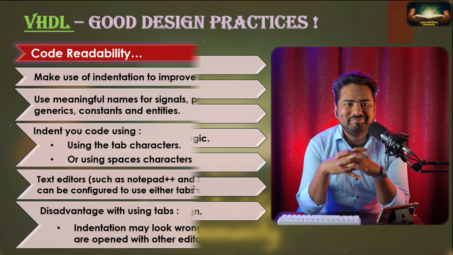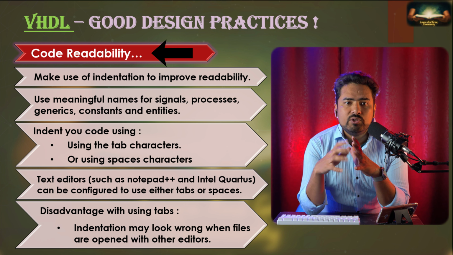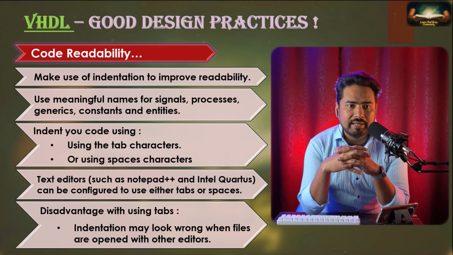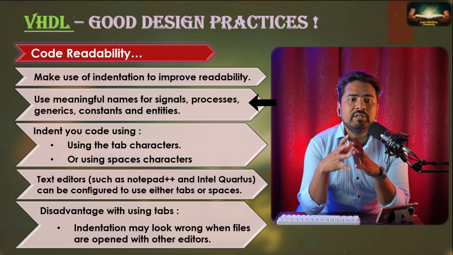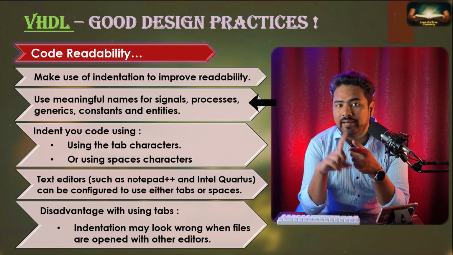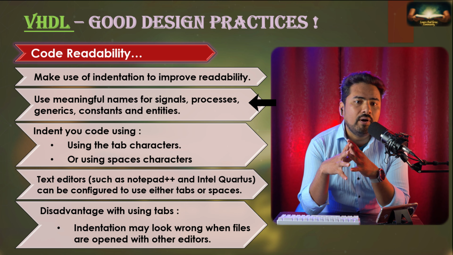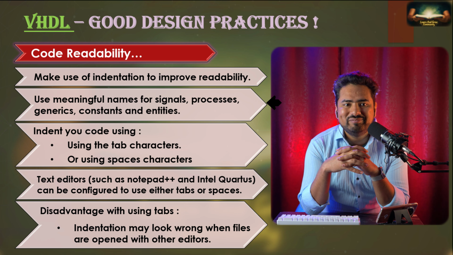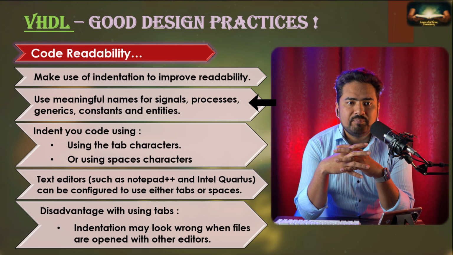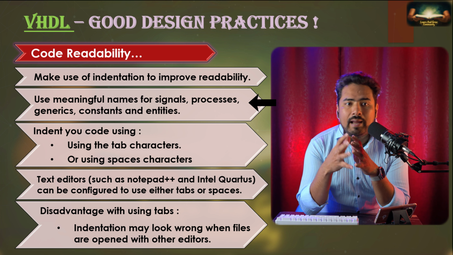So let's start. The most important thing is code readability, which means your VHDL code should be very clear to understand. For that, always use meaningful names for your signals, processes, generics, data types, constants, entities, and any other identifier you are using in your VHDL programming. There are many benefits: your code can be easily understood, it will have fewer bugs, debugging will be easy, and it will also ease any future improvements.